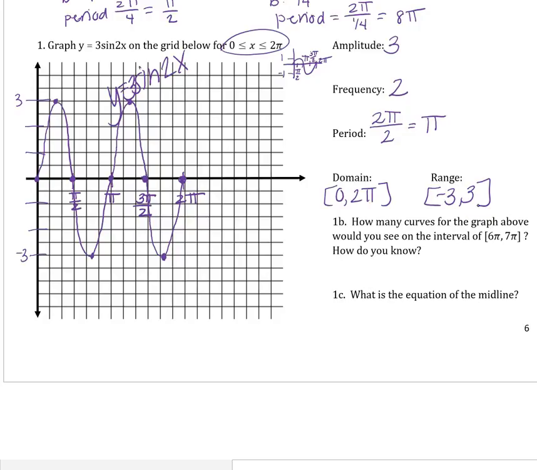So then the question is, how many curves for the graph above would you see on the interval of 6 pi to 7 pi? And as you can tell, we don't have it graphed that far. We only stop at 2 pi. So the question really is, how long is this interval? The difference between 6 pi and 7 pi is pi units. So how many curves would you expect to see over pi units? This really refers to the idea that the period of the graph is pi. So you will see one full curve over pi units. So that's your answer.